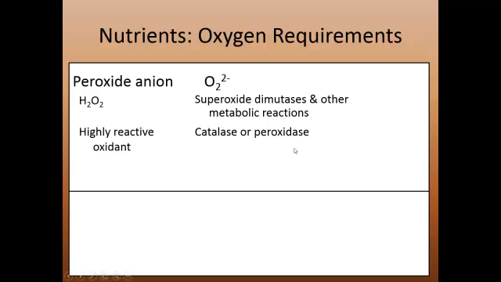So here's how we protect ourselves against it. There's an enzyme called catalase. And what it does is it takes hydrogen peroxide and it breaks it down into water and oxygen. So if you ever had a cut and you've poured hydrogen peroxide on it and it bubbles, well, that's because your cells have catalase. You're forming water and oxygen, and the oxygen is bubbling off. Now, other organisms have peroxidases, but catalase is the one that I want you to remember.